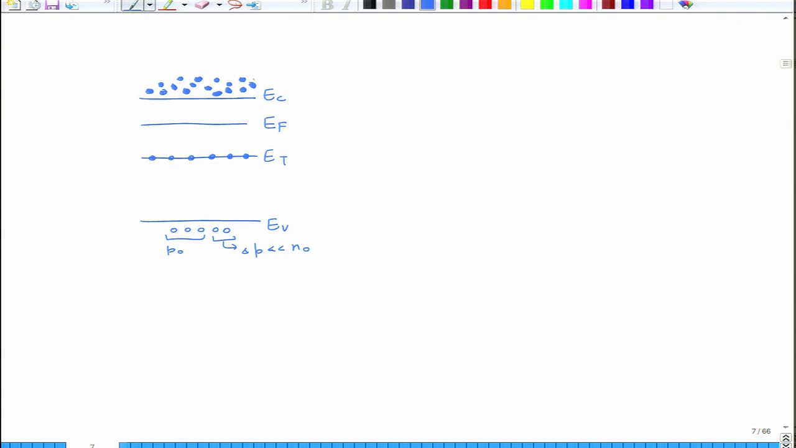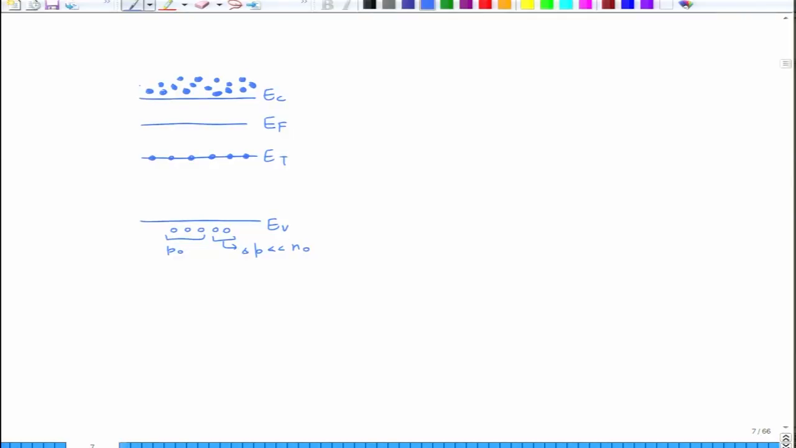And if you have a sufficient number of carriers in the conduction band, these will also get filled. Because if you have a sufficient number of electrons in the conduction band, they can always fall back to the trap center without making much of a dent in the population of electrons in the conduction band. However, when you have electrons coming from here to here and electrons coming from here to here, the process is such that the trap density remains virtually constant.